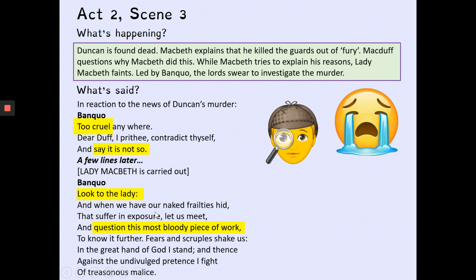He continues, "And when we have our naked frailties hid that suffer in exposure, let us meet and question this most bloody piece of work." So if you did An Inspector Calls earlier this year, we've kind of got Banquo in the role of Inspector Goole here, in that he wants to investigate this outrage. He wants to find answers.